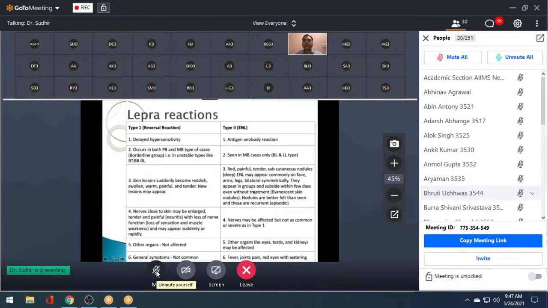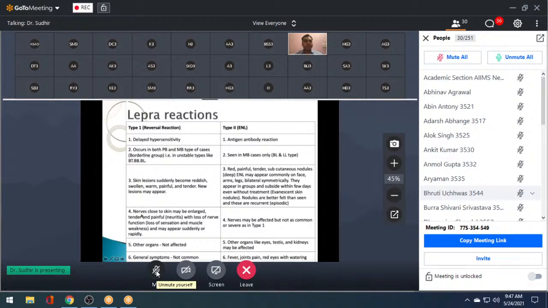So there can be mild, moderate, and severe types of reactions. We'll discuss its treatment later on. Then I will show you these things. So sometimes it can subside without any treatment also. Nodules are better felt than seen, and these are recurrent, episodic types.